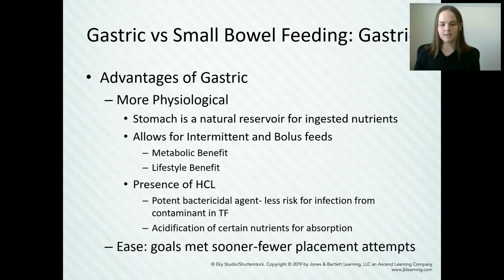And we know from the research that patients who have a G-tube placed meet their nutrition goals sooner, and there are also fewer placement attempts. So it's easier to put the tip of the feeding tube into the stomach than it is into the small intestine.